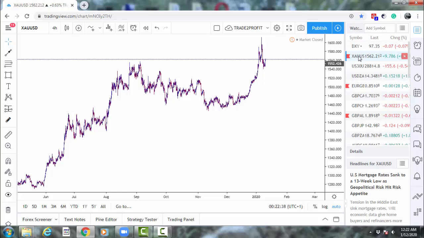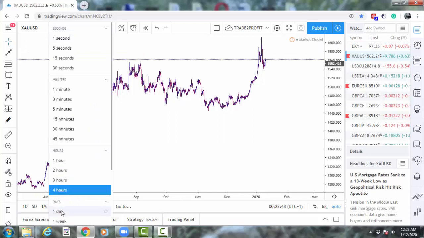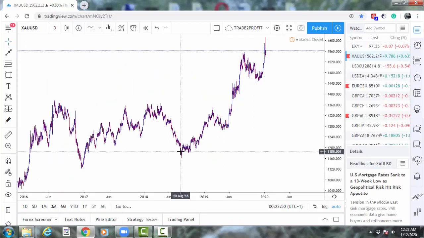So it just starts giving you spikes and wicks and all of that. So for that reason, I would rather just stay clear of this market. But technically speaking, the market is at a point where we should be seeing a drop.